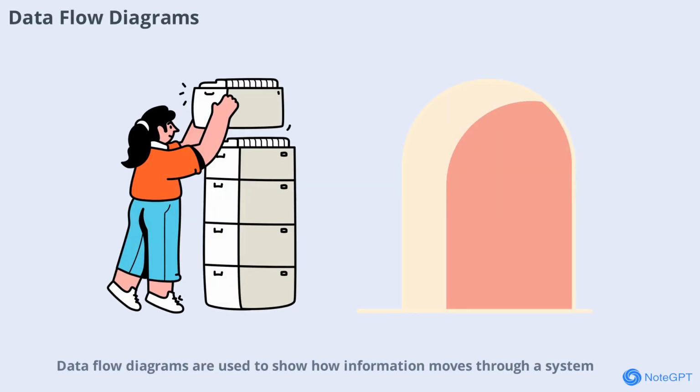the process. Data flow diagrams are used to show how information moves through a system. They're especially useful in software development and IT, where understanding the flow of data is crucial. These diagrams help teams design better systems by making sure data is handled correctly at every stage.